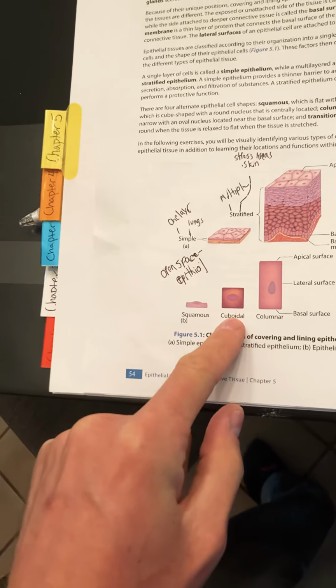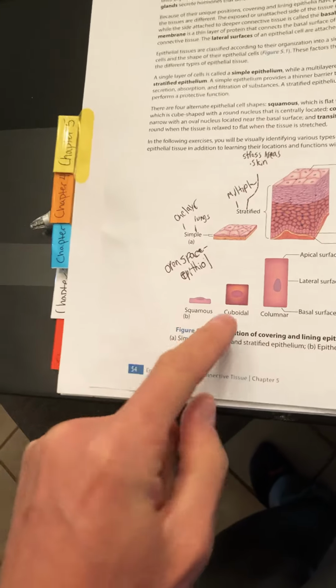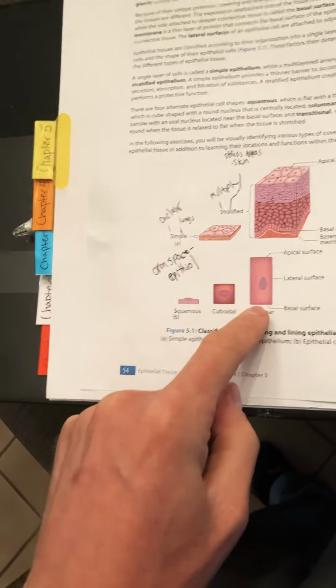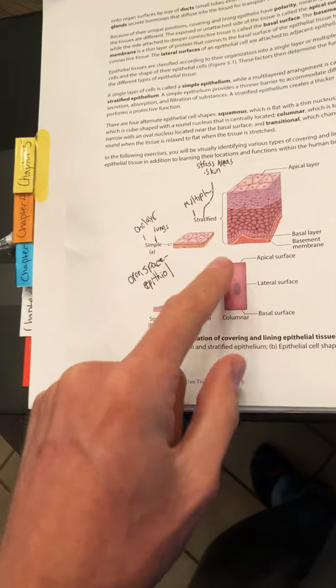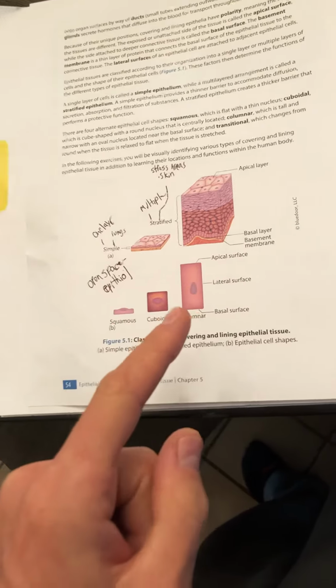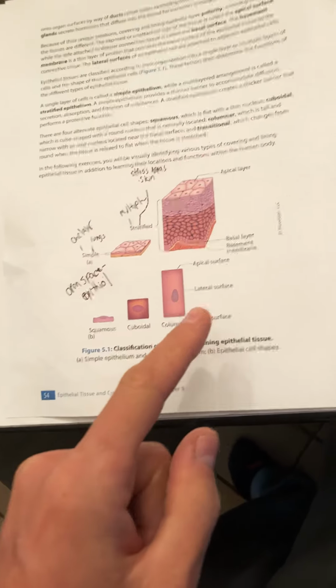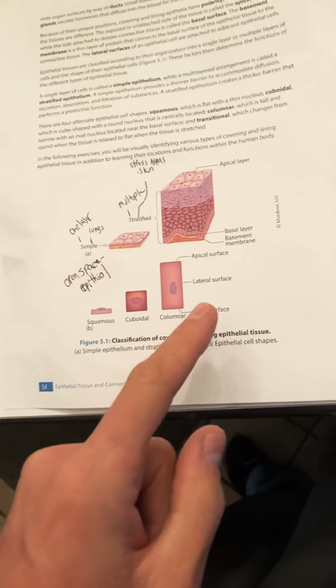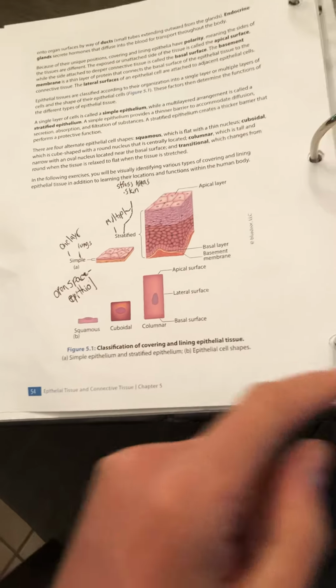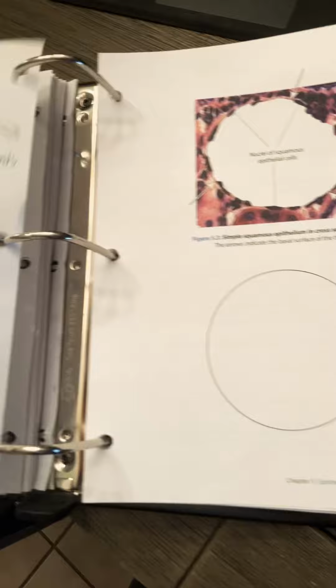You have cuboidal epithelial tissue, which looks like a cube, and then columnar epithelial tissue that looks very rectangular. You also have pseudo-stratified epithelial tissue. That is false stratified tissue. I will get to that when we can.